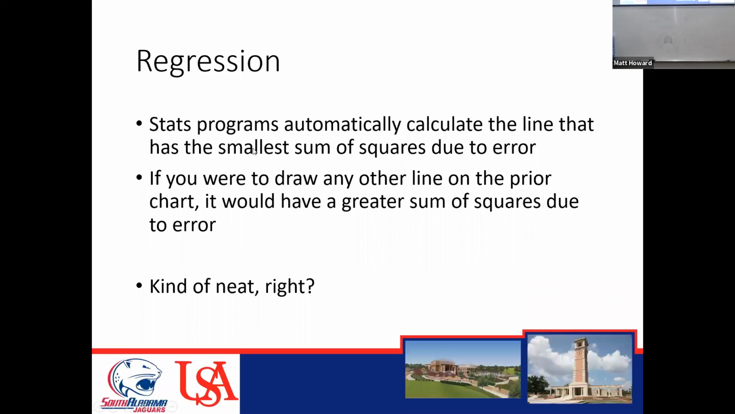Okay. So fortunately, whenever you run a regression in any stats program, Excel, Jamovi, SPSS, R, whatever, the program will automatically calculate this line for you. It automatically gives you the regression results, the smallest sum of squares due to error. Your stats program will give you your line of best fit. And once again, if you were to draw any other line on that chart, it would have a worse sum of squares due to error. So whatever the program gives you is the line of best fit.